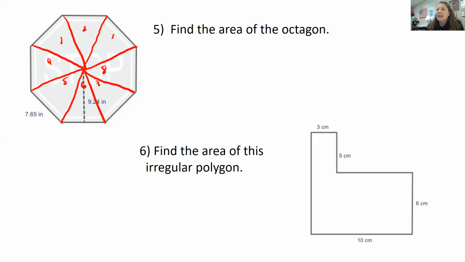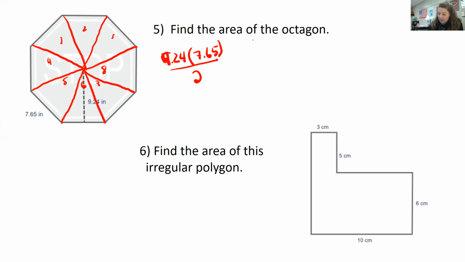So the height, they gave us a straight line, which makes a 90-degree angle down here. So they gave us a height of 9.24. My pen hates 9s. And I'm going to multiply it by the base. The base of each of these triangles is 7.65. And now I'm going to divide that by 2.